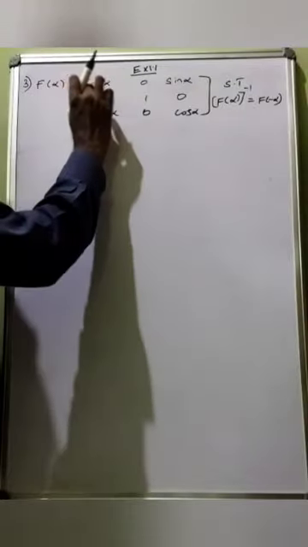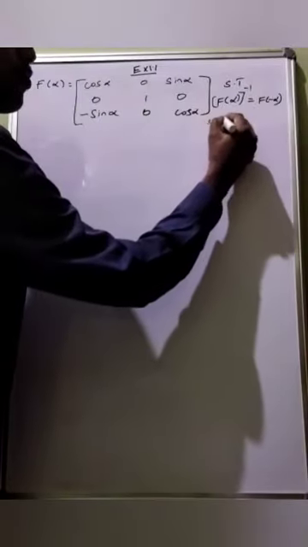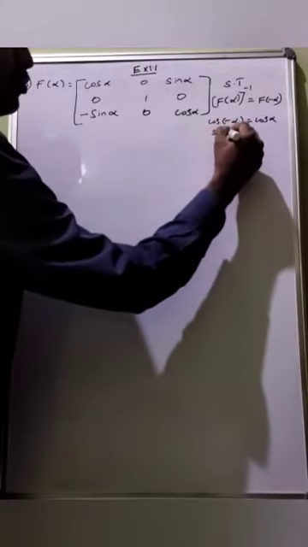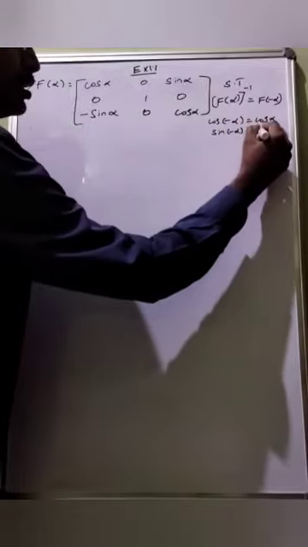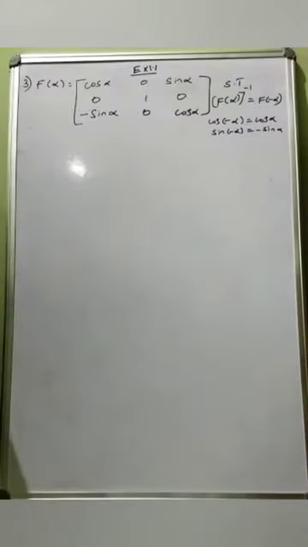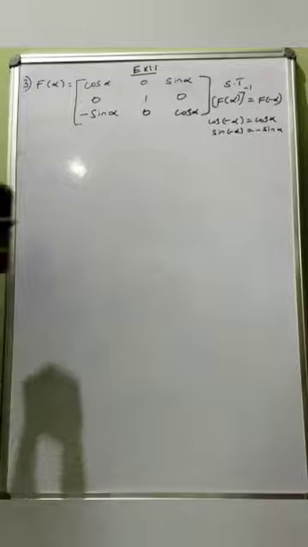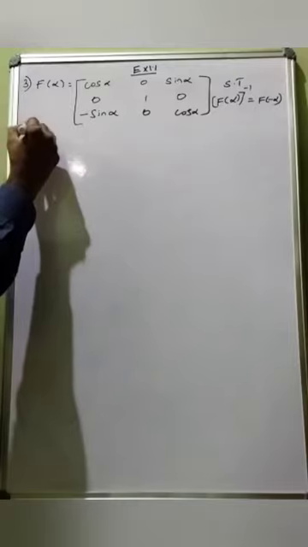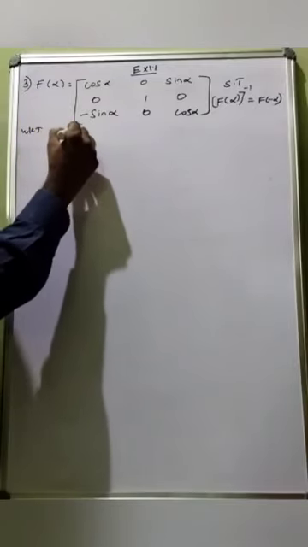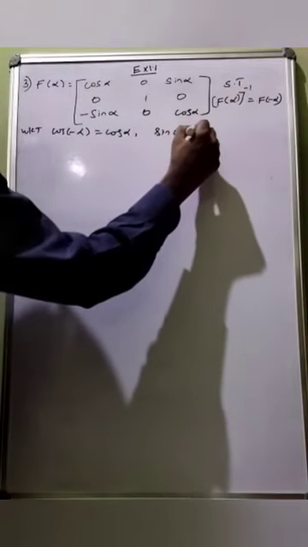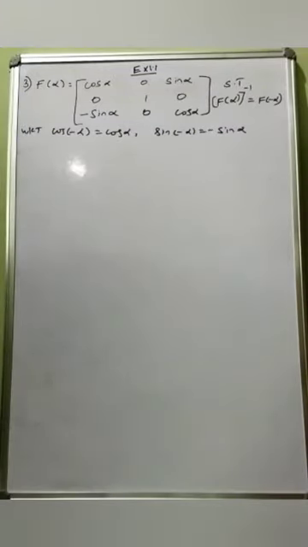Before that, you should know these two trigonometric formulas: cos of minus alpha equals cos alpha, and sin of minus alpha equals minus sin alpha. I write here: we know that cos of minus alpha equals cos alpha, sin of minus alpha equals minus sin alpha. It is the formula we should be thorough in trigonometry, so that we can apply it.